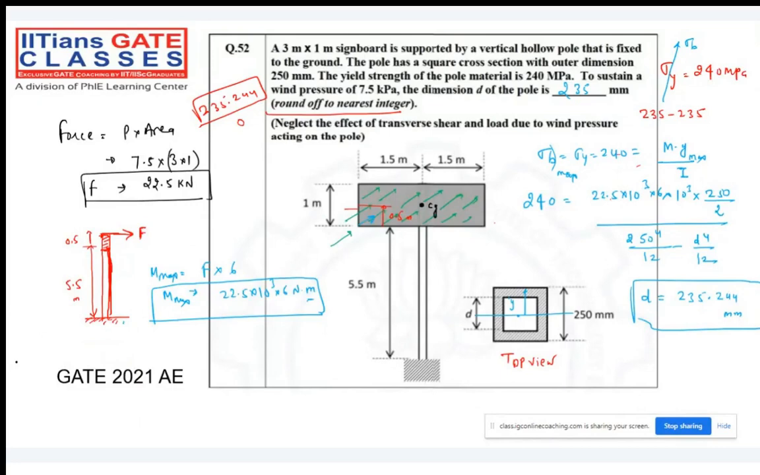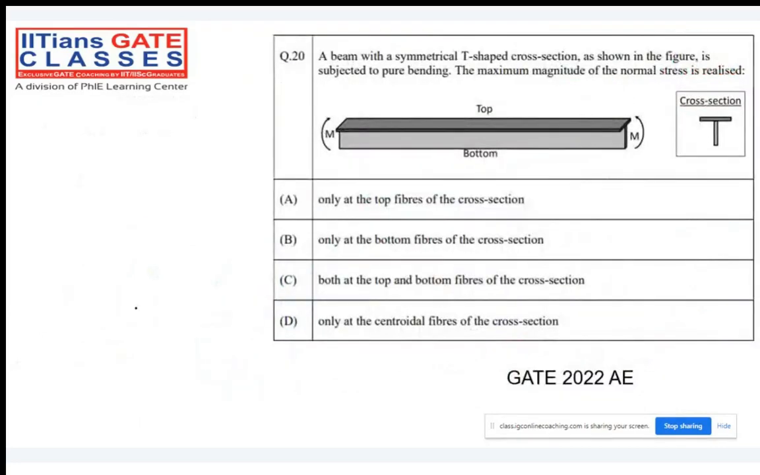Now, this particular question. This year they have asked very silly questions from strength of material, but many questions they have asked from the basic strength of material, not from thin wall structures. A beam with a symmetrical T section, as shown in the figure, is subjected to bending. The maximum magnitude of the normal stress will be realized where exactly? See, this is a T section. If you don't know the fundamental concept of center of gravity, then you cannot solve this.